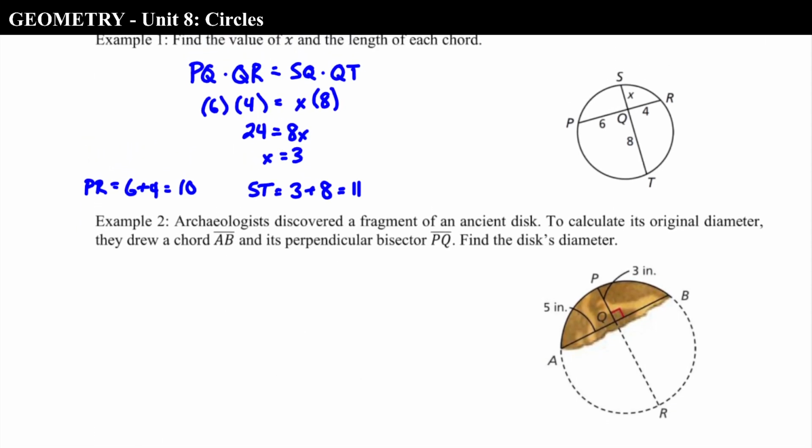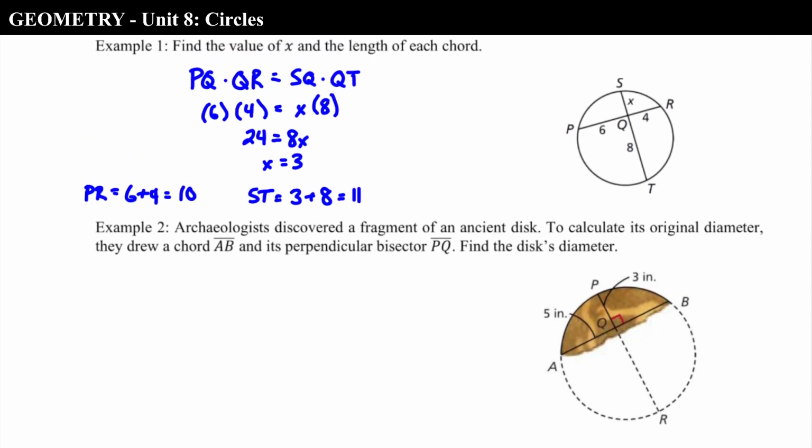In example 2, archaeologists discovered a fragment of an ancient disk. To calculate its original diameter, they drew a chord AB and its perpendicular bisector PQ. We want to find what the disk diameter was. Okay, so PR here is going to be the diameter.